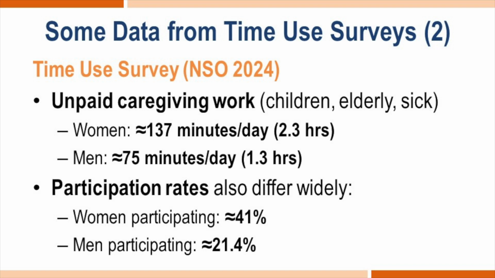If we look at caregiving work, that is looking after children, elderly, and sick persons in the household, here also women spend more time than men. If we look at the data of NSSO 2024, we will see that women spend 337 minutes per day, which is close to 2.3 hours, in unpaid caregiving work, compared to men, which is close to 75 minutes per day, which is 1.3 hours. Participation is also high for women, which is 41%, and men's participation is 21.4%.